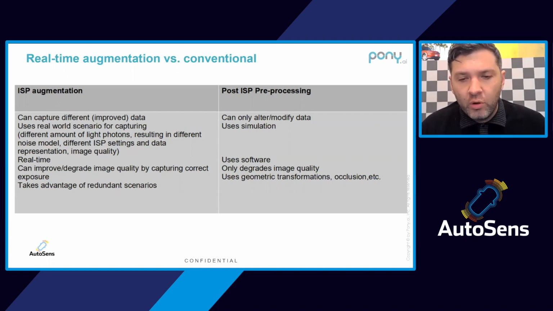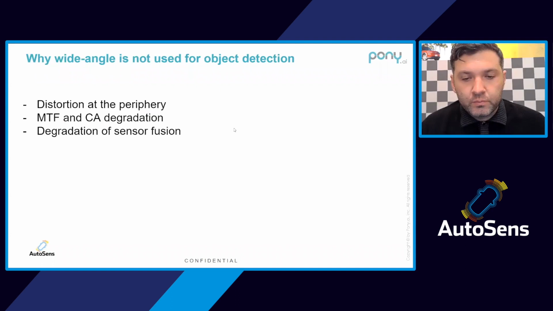So comparing the hardware and post-processing augmentation, the fundamental difference is that in ISP augmentation, we actually model the physical process and change the data at the capturing stage. On the other hand, we can't do any kind of geometrical transformation, occlusion, and stuff like this. So we have to combine both of them to reach maximum efficiency of the training process.